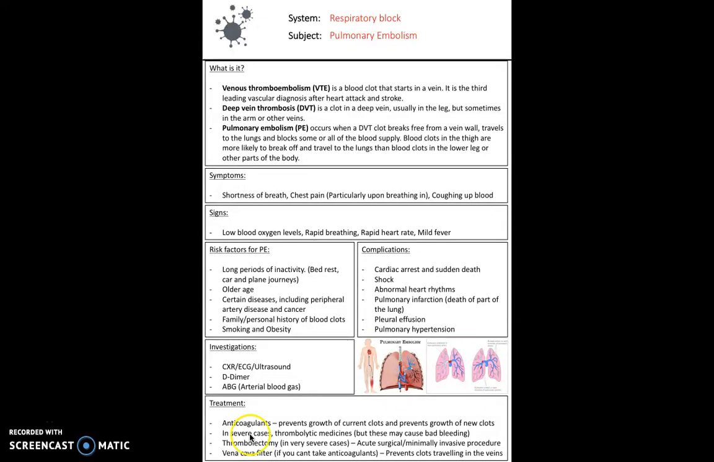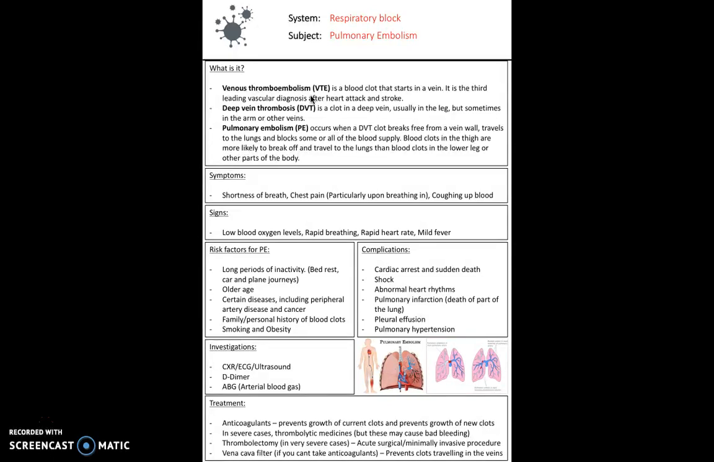So pulmonary embolism, moving on. It's good to be aware of key terms when thinking about pulmonary embolism, because you need to differentiate between a VTE, a DVT, and a PE. So venous thromboembolism is a blood clot that starts in a vein. Okay, so very simply, it's a blood clot in a vein. A deep vein thrombosis, so this is a clot in a deep vein. Usually it's in the leg, but sometimes it can be an arm or another vein.